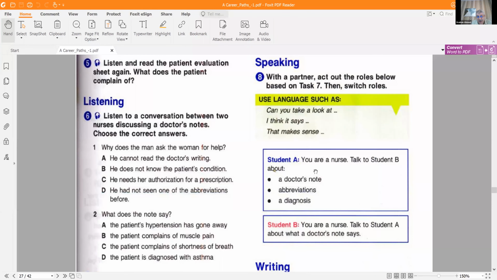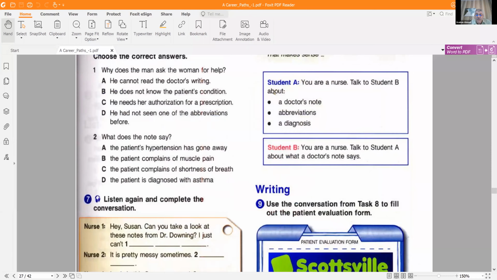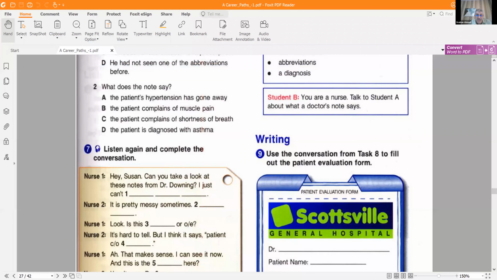Here it is a request. Can you? I think it says. Let's say OE. I think it says HTN. That makes sense. That means it is clear now. So this is the language about, yes, don't overuse abbreviations.